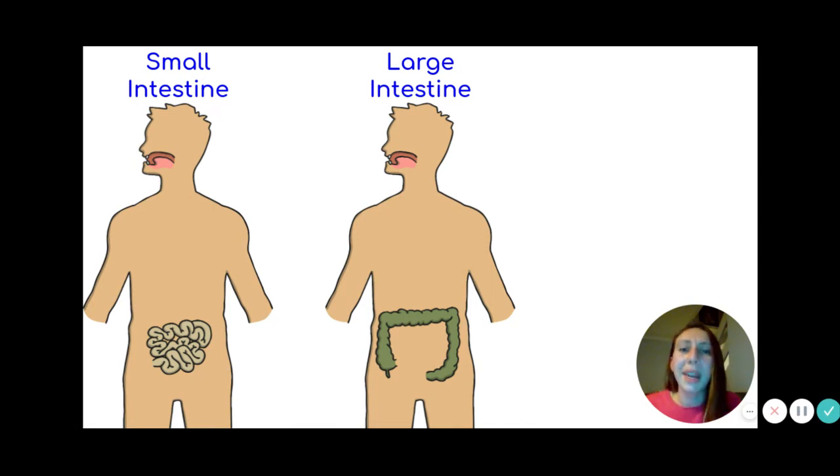Well, hold on a minute. If the small intestine is the longest part of our digestive system, then why isn't it called the large intestine? Why do you think that is? Well, the small intestine has its name because its circumference is much smaller than the large intestine. So it's a thinner tube for our food to pass through than the large intestine.